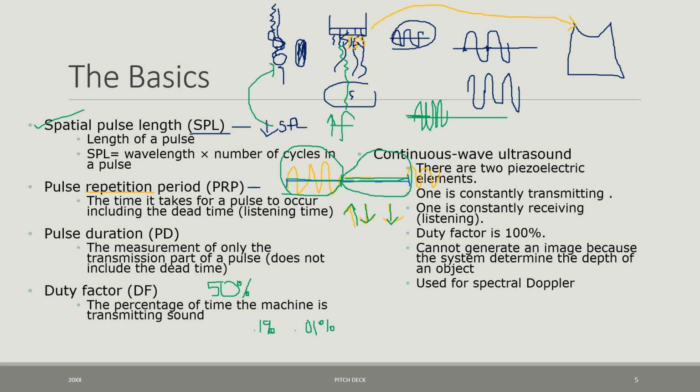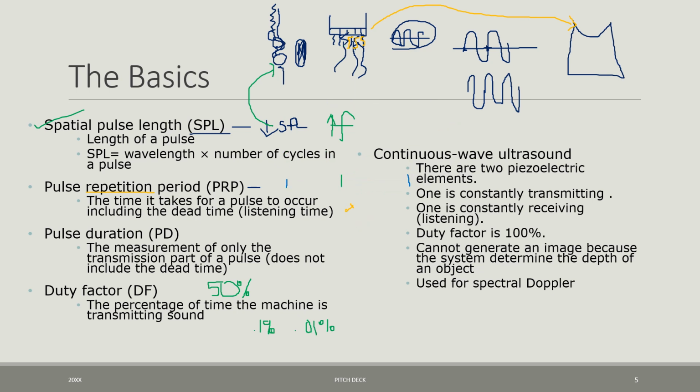Okay, pulse duration just looks at how much space a pulse takes up, whereas duty factor determines what percentage of time my system is actually insonating my patient. And as you can imagine, the lower your duty factor, the lower the probability of biologic effects for your patients.